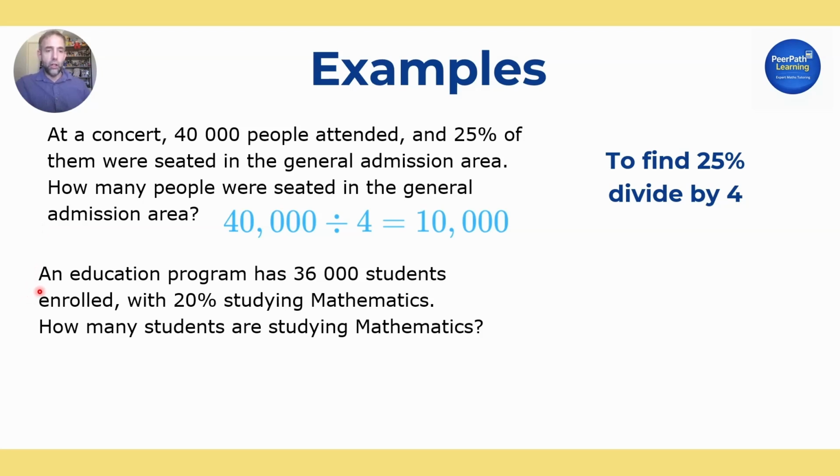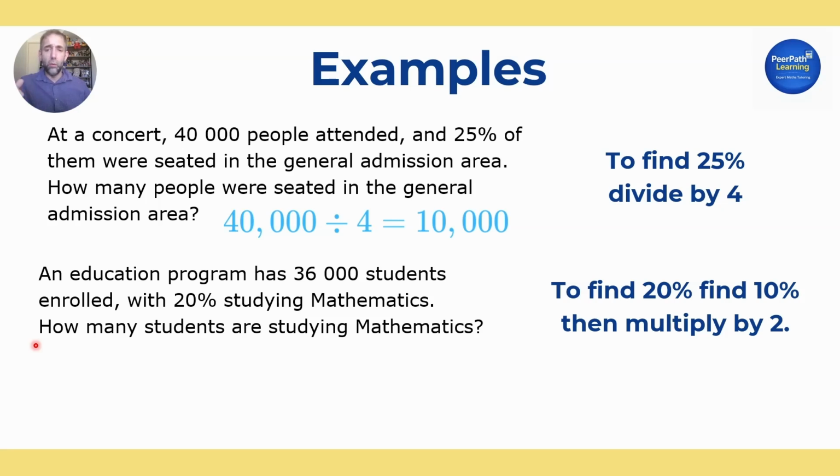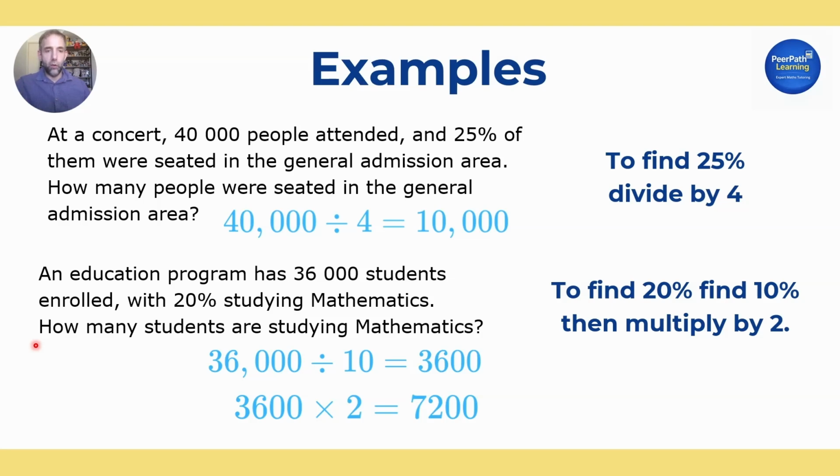In this next one, we've got an education program which 36,000 students are taking. 20% of them are studying maths, and we want to figure out how many students that is. So again, from the previous slide, we saw to get 10%, you could just divide by 10, but we want 20%, but that's just double 10%, okay? 20% is 2/10, and 10% is 1/10. So find 10%, then multiply by 2. To get 10%, you just divide by 10. So 10% is 3,600. And if we want 20%, we just double that and we get 7,200.